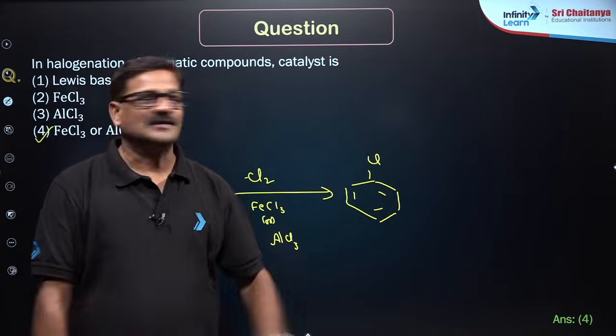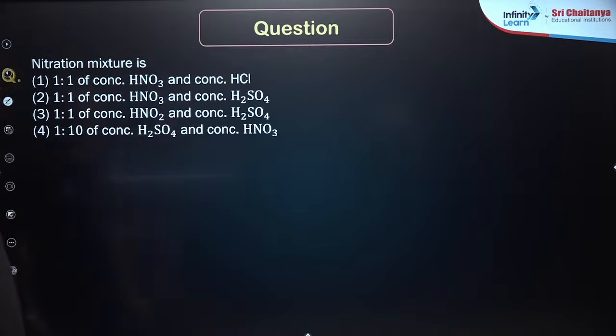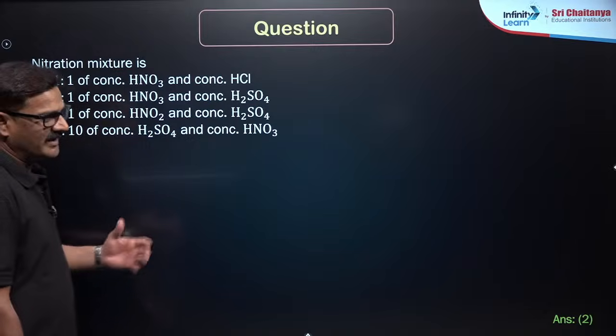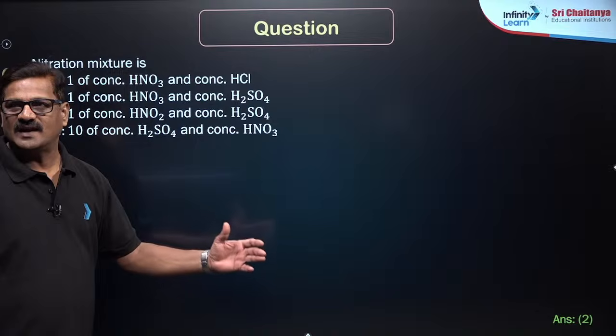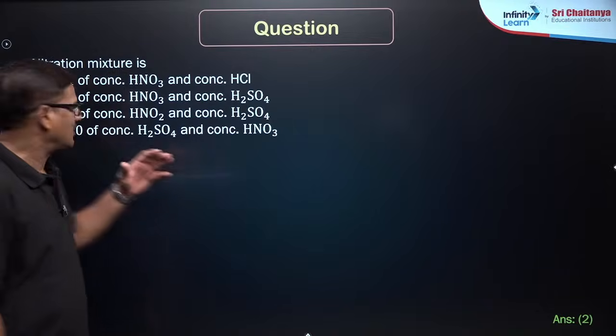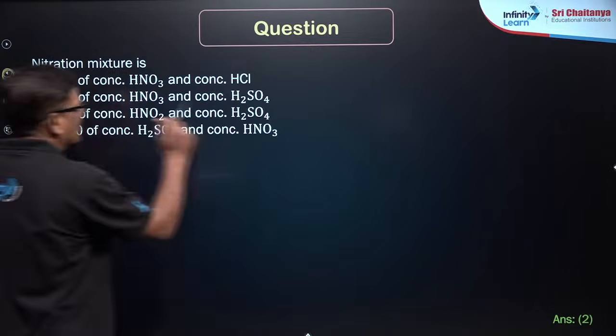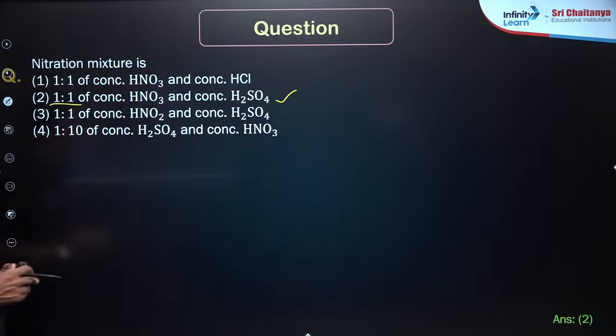Okay, now let us talk about nitration. So concentrated HNO3 and concentrated H2SO4 equimolar mixture is called a nitration mixture. So my answer for this question is 1:1 of these. Got it clear?